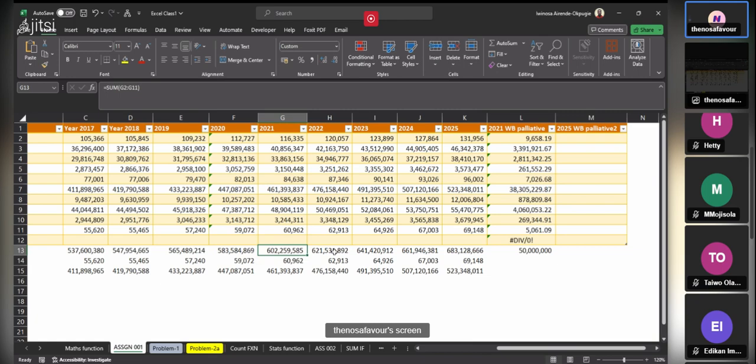Hello, are you there? Yes, yes. So you understand that this is what we want to lock, right? It is the total we want to lock. Yeah, for 2021, right? Yes, you understand that's what we want to lock, right? Good.